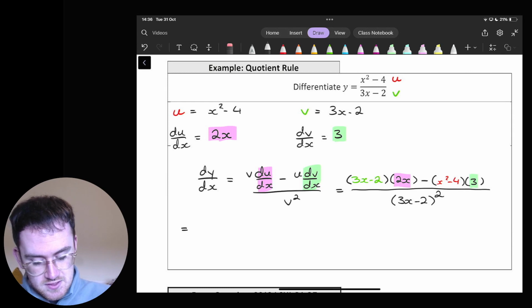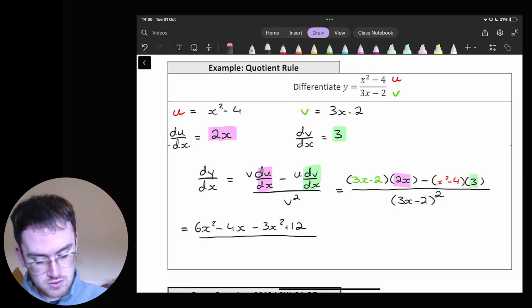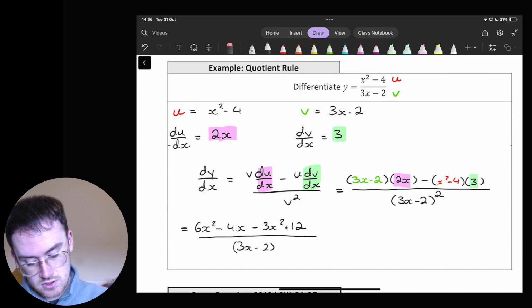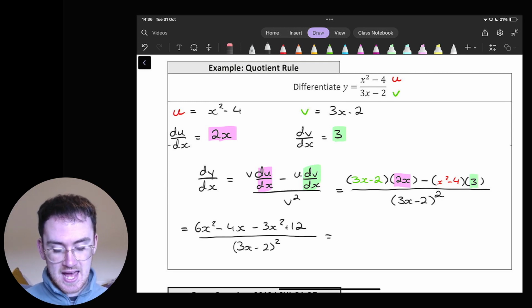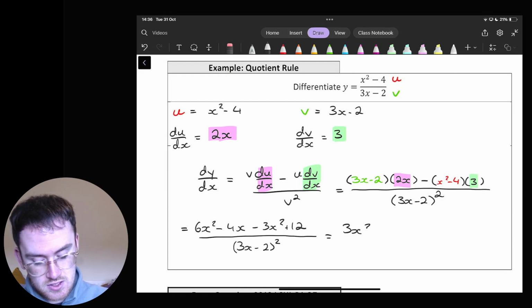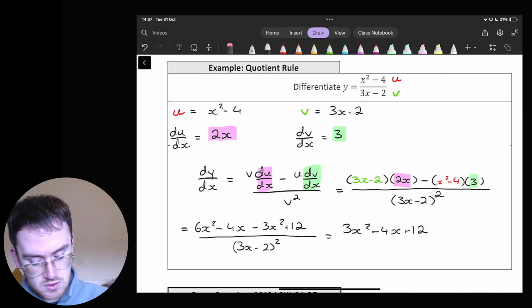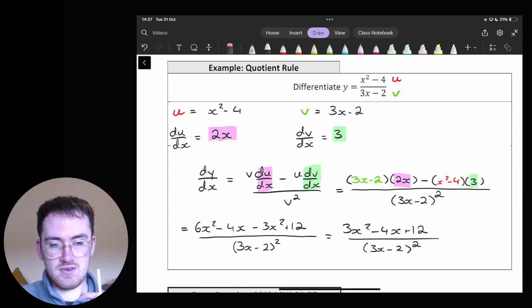So multiplying all of this out, I get 6x squared minus 4x minus 3x squared plus 12, all over 3x minus 2 all squared. And I can simplify everything down here a little bit, not an awful lot, but a little bit. And I get 3x squared minus 4x plus 12 all over 3x minus 2 all squared. And that's my end result for my derivative.